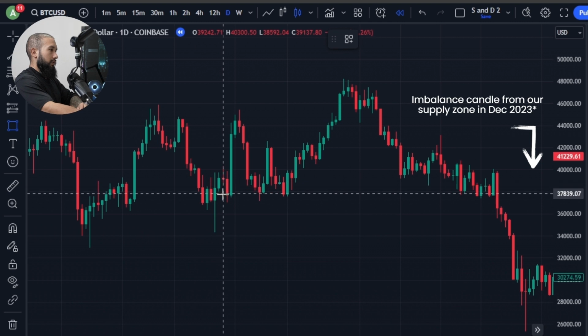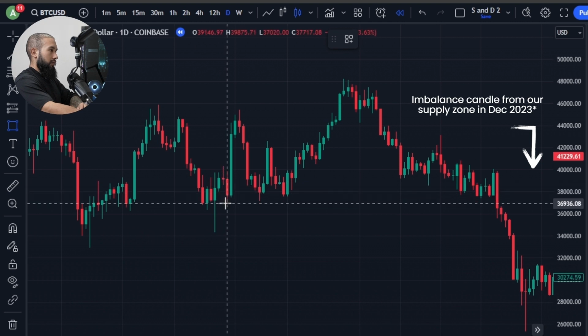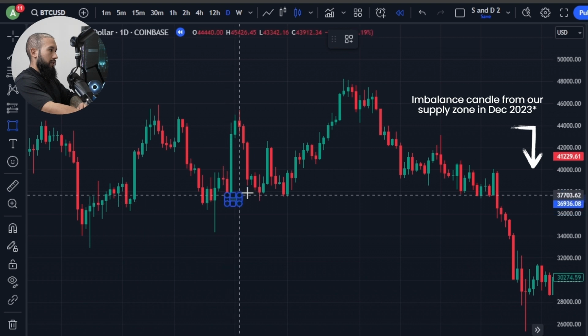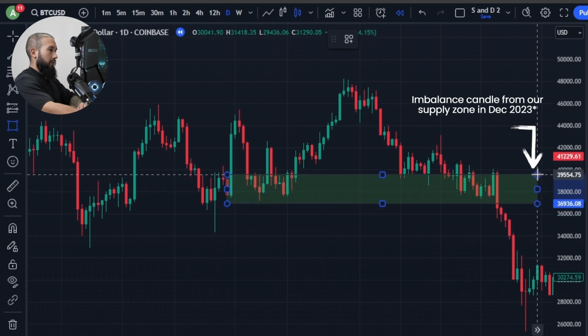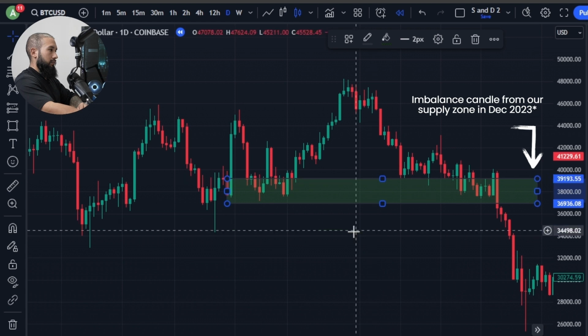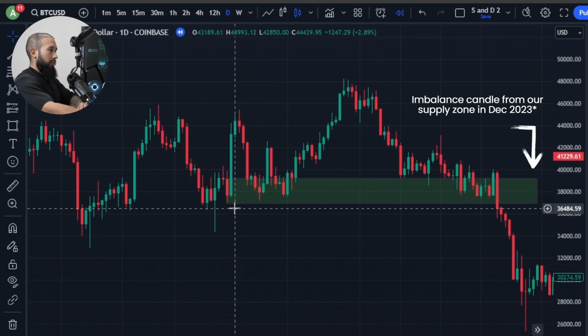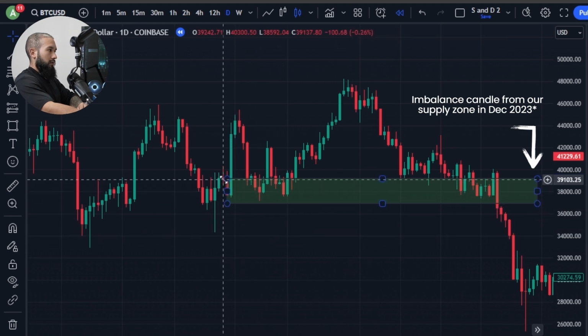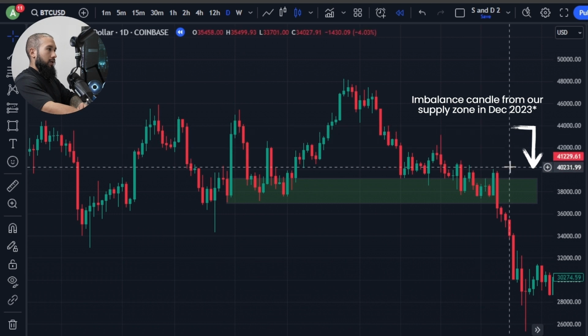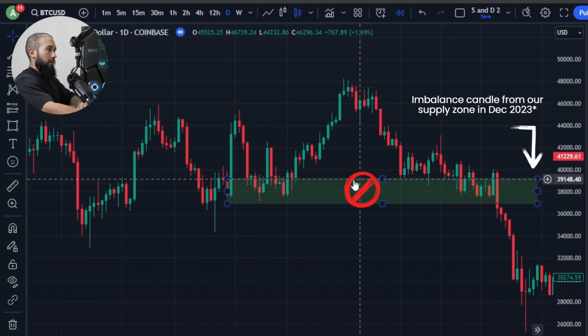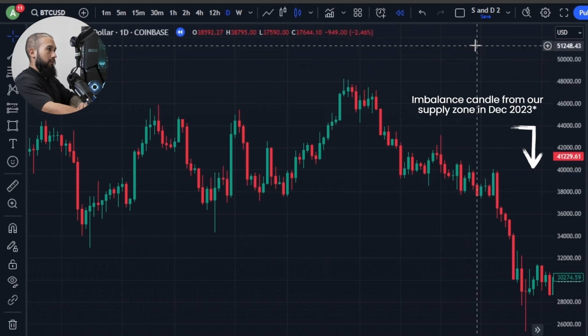Now I'm going to draw our demand zone for our second imbalance candle. I'm going to use the conservative method as well. So you've got the bottom of the base, which is the wick, and then the top of the candle. And we can see this one is also just shy of about 40.1K. So this one's not going to work either.